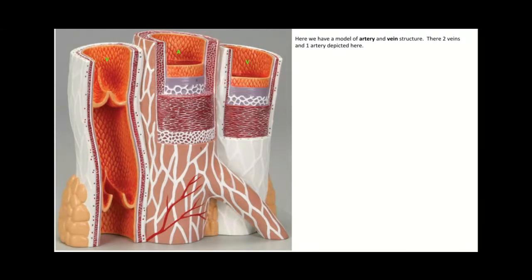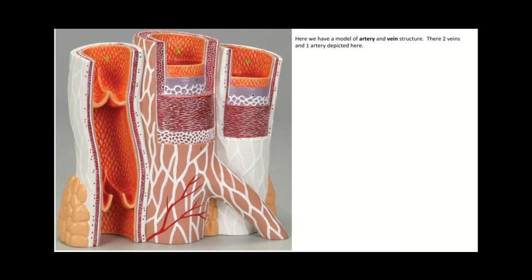The tunica adventitia is the connective tissue which can connect our blood vessels to neighboring structures. In this connective tissue, you can see the structures of vasa vasorum, blood vessels in the wall of blood vessels, and also adipose tissue. This is about the arteries.